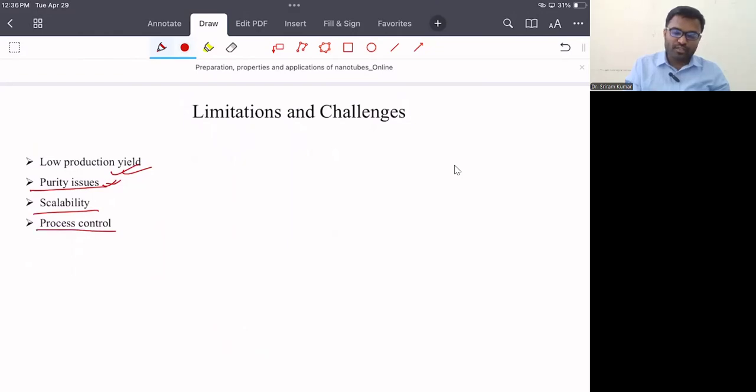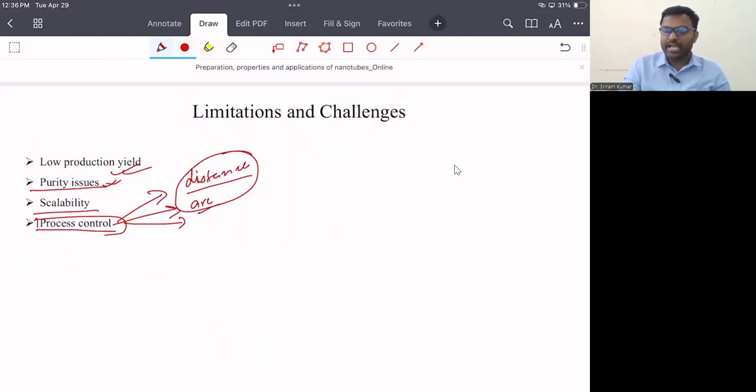And the fourth important limitation is process control. Process control means we need to control the distance between the anode and the cathode, which is very important. Once we have the distance, we need a stabilized arc formation, and that should be stable in nature. These are very important things we need to control, otherwise we get a mixture of different carbon materials.